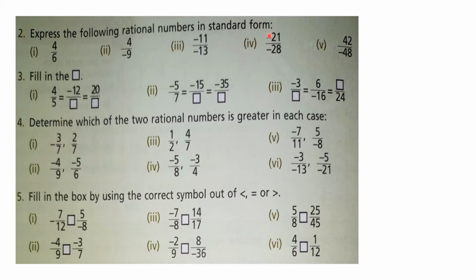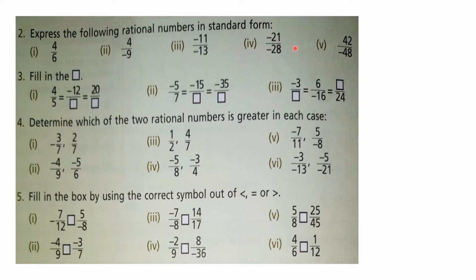Standard form of rational numbers is that the fraction should be in lowest form and the denominator should be positive. Means there should be no negative sign in the denominator. Numerator can be negative, but the denominator should always be written in positive form, and the fraction should be in lowest form. That is the standard form of writing rational numbers. So in this question we have to write all these rational numbers into standard form.